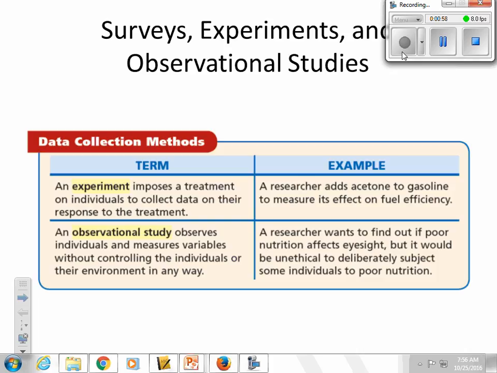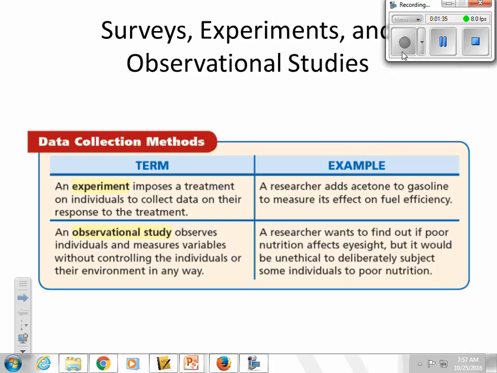So, for example, where it says a researcher adds acetone to gasoline to measure its effect on fuel efficiency, the researcher is actually participating in this study because they are adding the acetone to the gasoline. So they are actually affecting the way the gasoline may be performing. Okay, so in an experiment, the researcher is manipulating something, changing something.